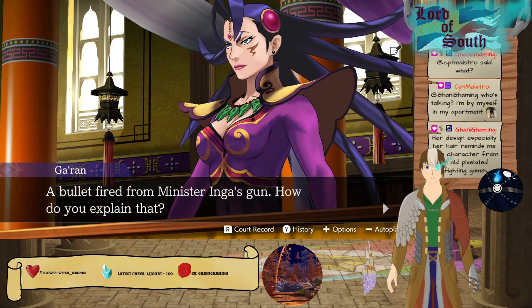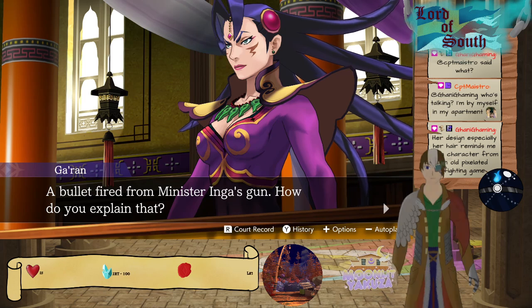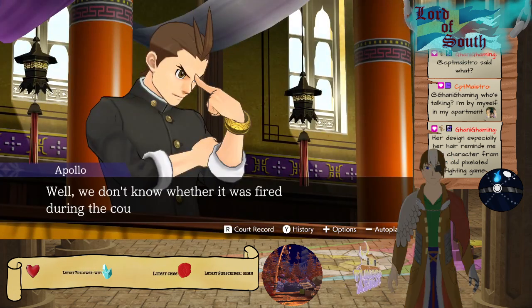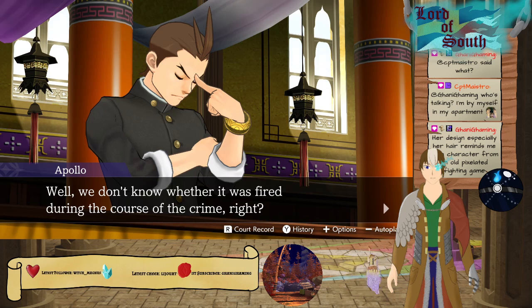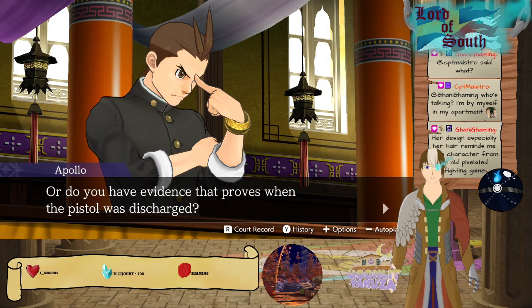A bullet fired from Minister Inga's gun. How do you explain that? It could have happened 10 years ago. Well, we don't know whether it was fired during the course of the crime, right? Or do you have evidence that proves when the pistol was discharged?